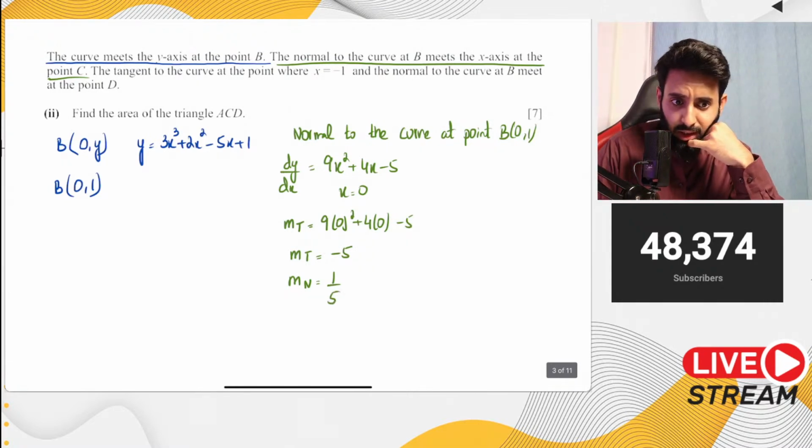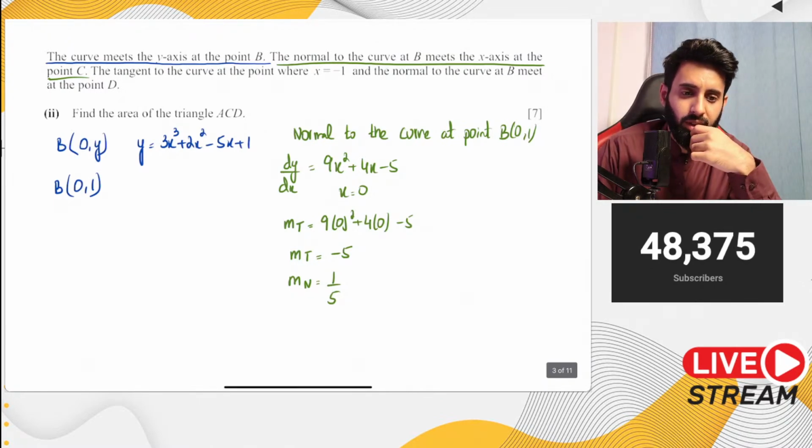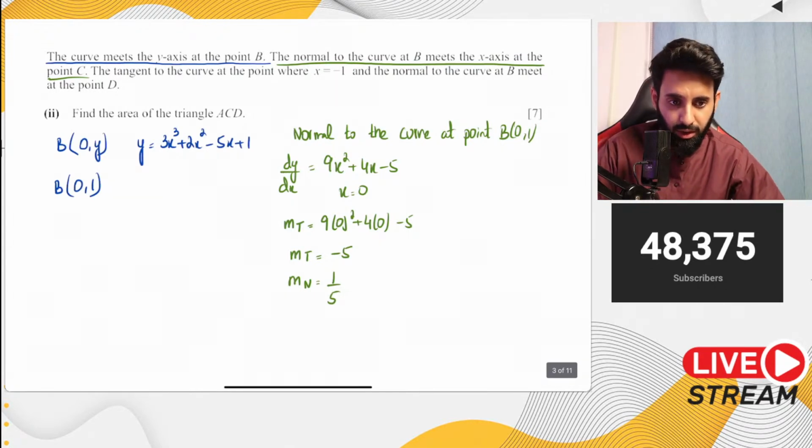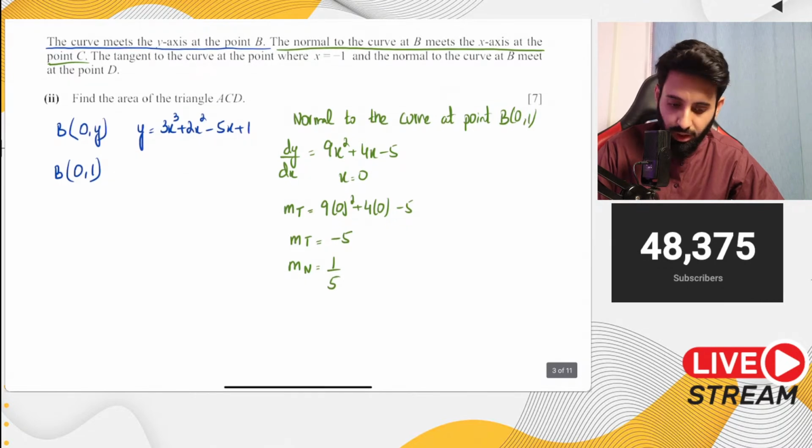Sir, are extra sheets allowed? So extra sheets are allowed. You are given an extra sheet at the very end. So use that first before you borrow anything.